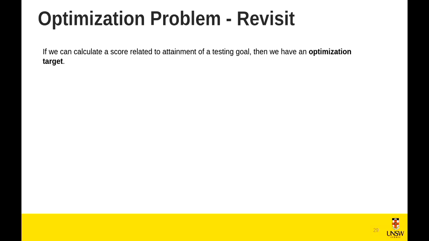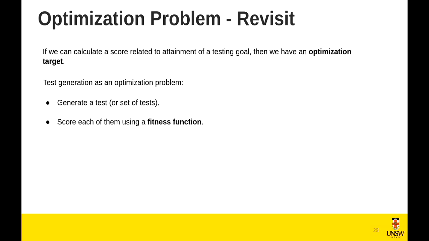If we can calculate a score related to the testing goal, then we can have an optimization target. So that score could be used as the target here. And we can describe test generation as an optimization problem like this. So first we can generate a test or a set of test cases. And then we can score each one of them with a fitness function, to assign them a score. And then we can manipulate the solutions or the set of test cases according to a strategy. And this strategy is the meta heuristic strategy we just discussed.